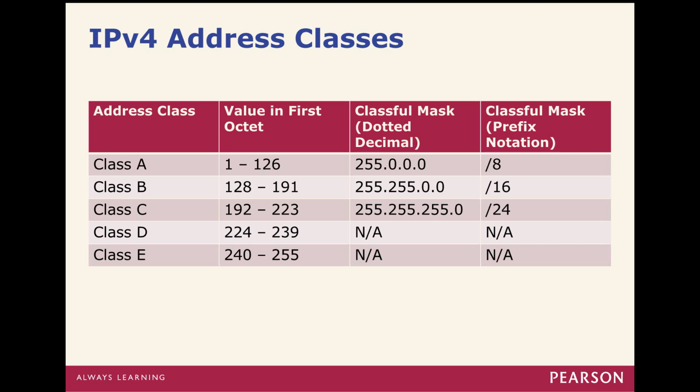A class B address goes from 128 to 191, and the class full mask for that is 255.255.0.0. Those 2 sets of 8 bits turned on mean that the CIDR, the prefix notation, is a /16. For class C, we've got 192 to 223. The mask for that is 255.255.255.0. Since 3 sets of 8 bits are turned on, 3 times 8 is /24, so that is our prefix notation. Then we've got class D, 224 to 239, and class E, 240 to 255.